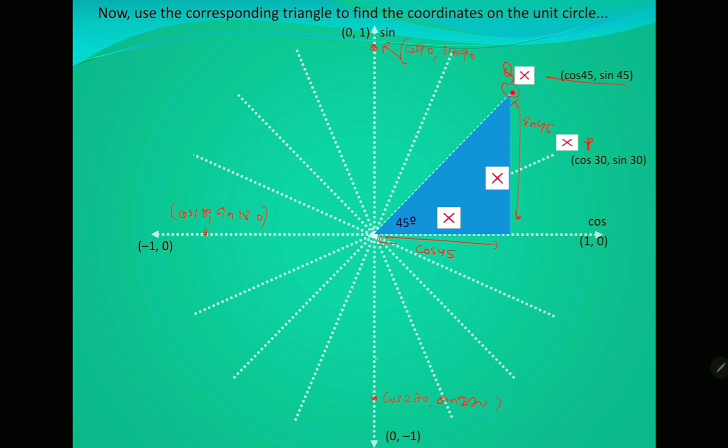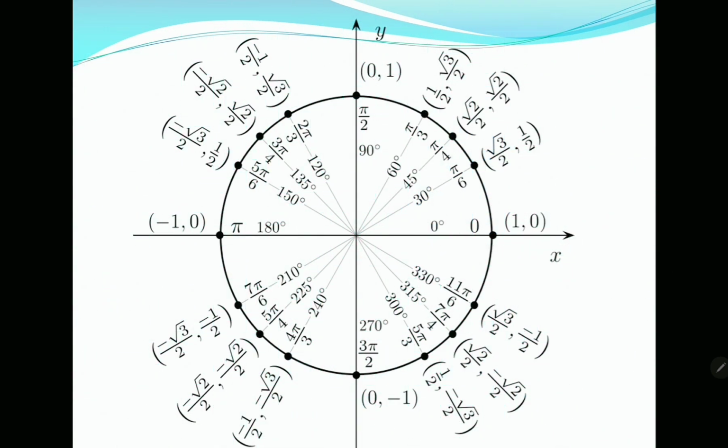And by connecting all these points, I see it is a circle with radius 1. See, this is cos 30 sine 30, this is cos 45 sine 45, cos 60 sine 60, cos 90 sine 90, and so on.